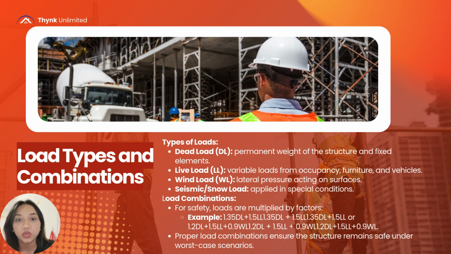And the third load is wind load, which is lateral pressure acting on surfaces. Next is seismic or snow load, applied in special conditions. There are a few types of load combination. So first, the loads are multiplied by safety factors. These are examples of load combination. Proper load combinations ensure the structure remains safe under worst case scenario.